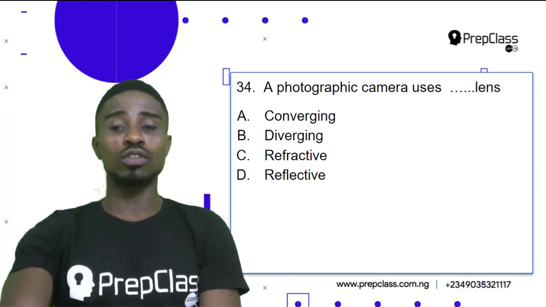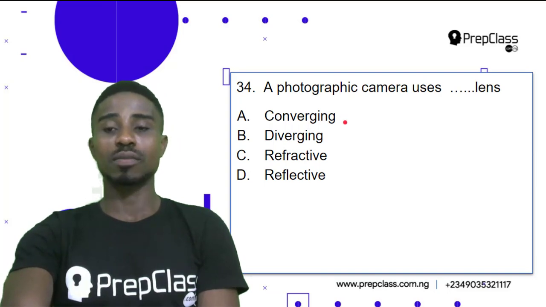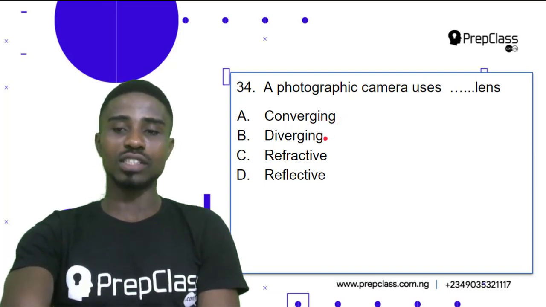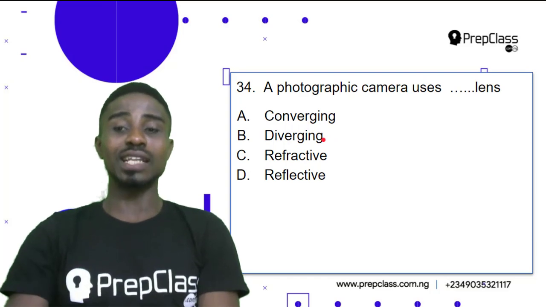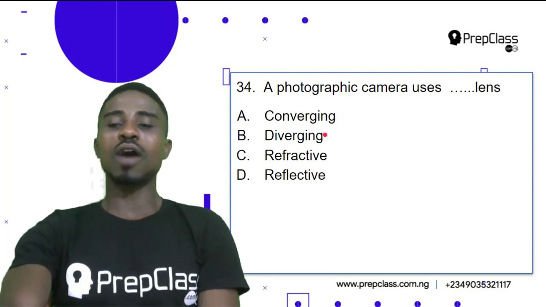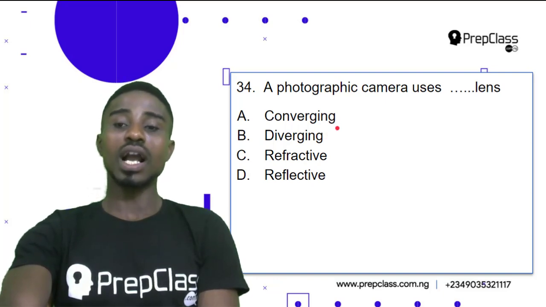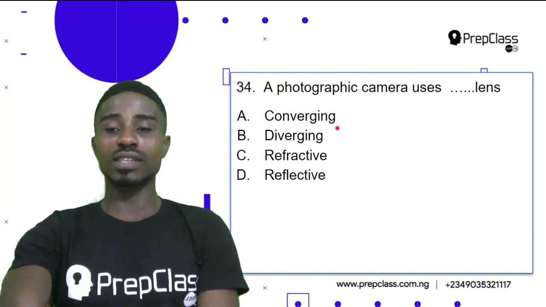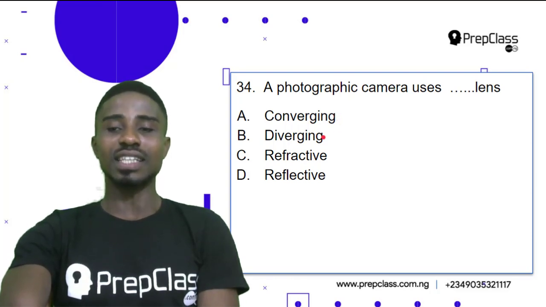Now, in looking at all of these options, you agree with me that we have just two types of lens, converging and diverging. So our answer will be between option A and option B. All right, you see, analytically, we've selected where our answer falls into. Now, under converging and diverging, we have the concave and the convex lens. So the convex lens is the converging lens and the concave lens is the diverging lens.